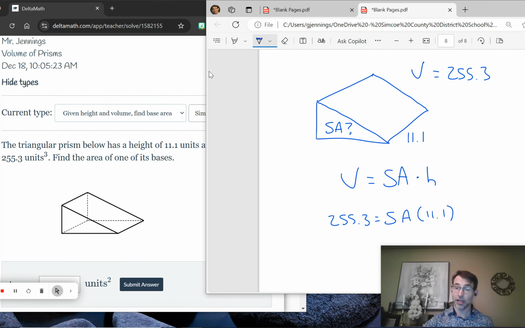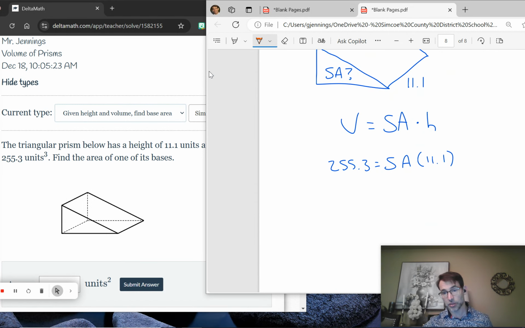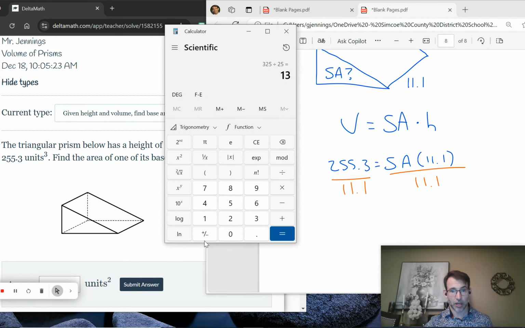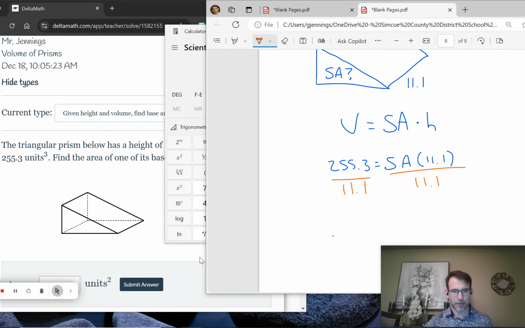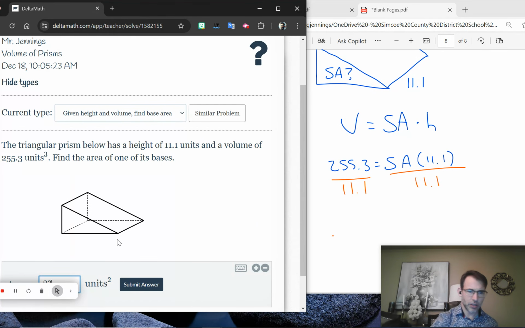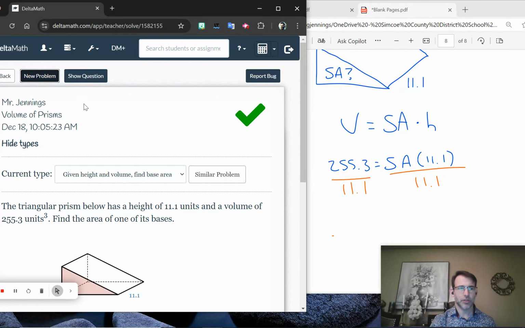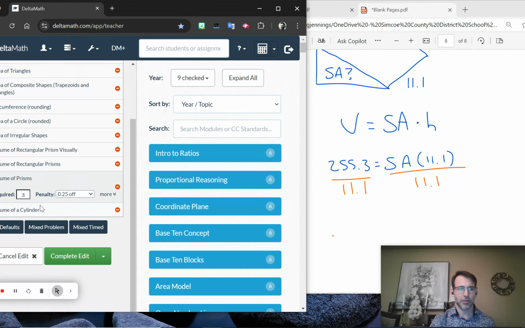What's the opposite of multiply by 11.1, everybody? Divide by 11.1 is the opposite of multiply by it. So we divide both sides by 11.1. That looks like a fun little problem to do in your head for those that want to do that, but I'm just going to go 255.3 divided by 11.1. I think it was, what is it, 24? No, 20. 23. There we go, 23. Yay! So that's how you do these. Any questions? Hit me up by email.